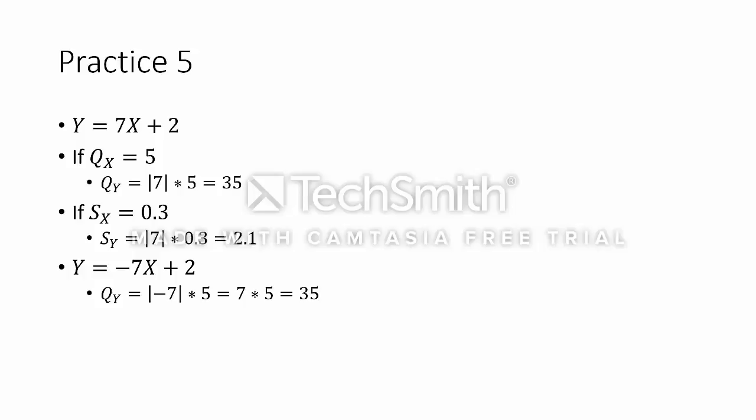Now, if the transformation was instead y equals negative 7x plus 2, the absolute value rule still means we are multiplying 5 by 7, not negative 7. We still get a transformed semi-interquartile range of 35. Likewise, the transformed standard deviation is the absolute value of negative 7, or just 7, times 0.3 for 2.1 once again.